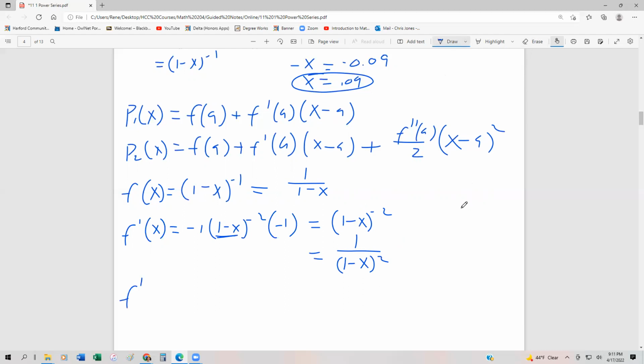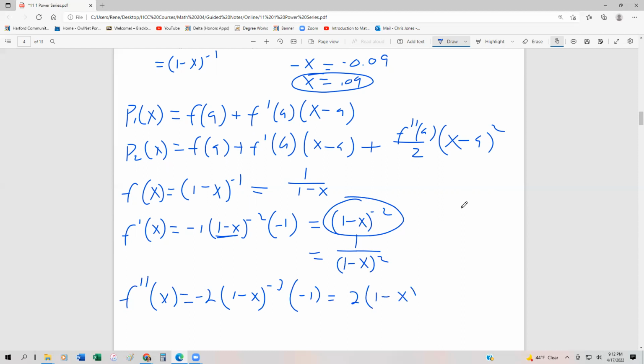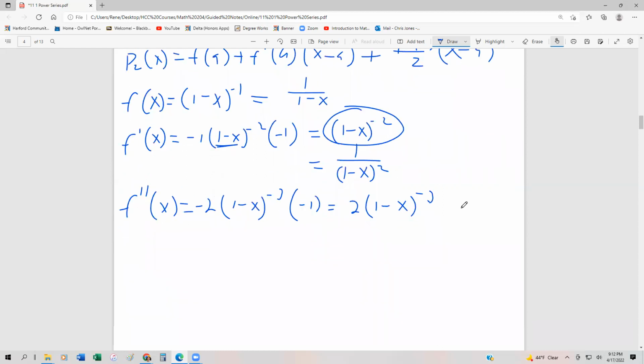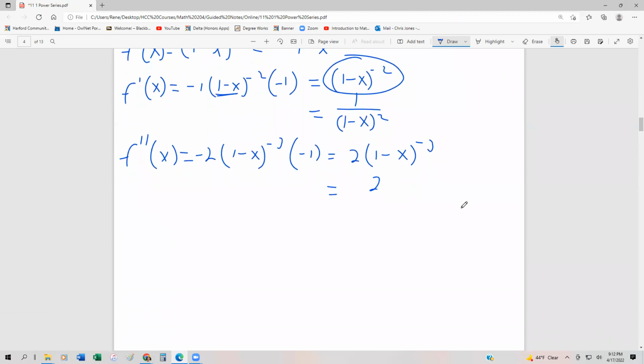So next thing we're going to do is find the second derivative. We're just going to take the derivative of this. So that's going to be negative 2, 1 minus x to the minus 3 power, and then we have another negative 1 in there. All right. So if I multiply the negative 1 and the negative 2 out, two ways of writing this: 2, 1 minus x to the minus 3, or 2 over 1 minus x cubed.